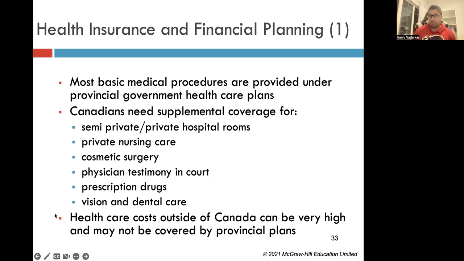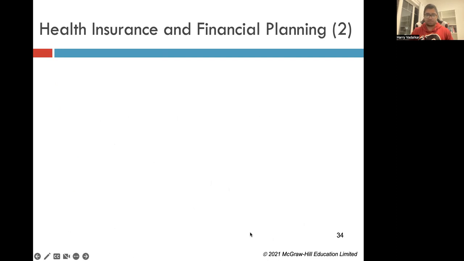They are planning for a universal dental care and pharma care, the same way we have provincial health care, but it's not there yet. So currently insurance is not available. Healthcare cost outside of Canada can be very high and may not be covered by the provincial plans.